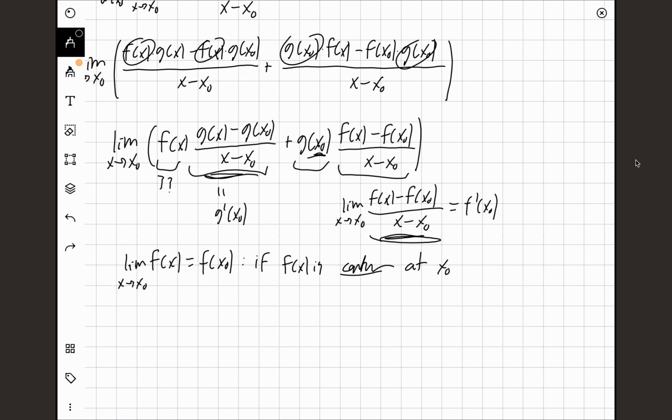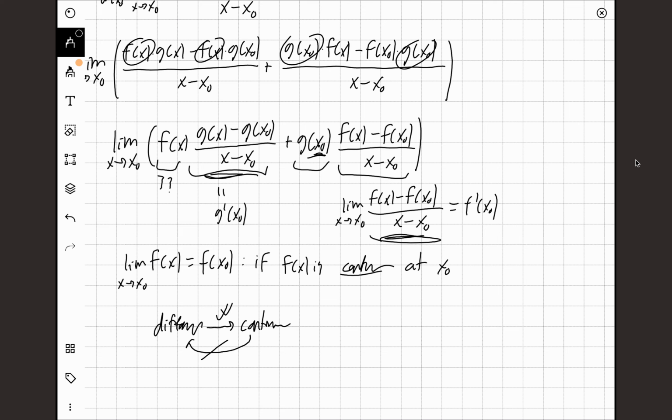Well, we only know that f of x is differentiable at x0. But what I'm going to show here is that differentiability is actually more powerful than continuity. If a function is differentiable, it's automatically continuous. But if it's continuous, it doesn't necessarily mean that it's differentiable. It only goes one way. So differentiability is a stronger condition than continuity.